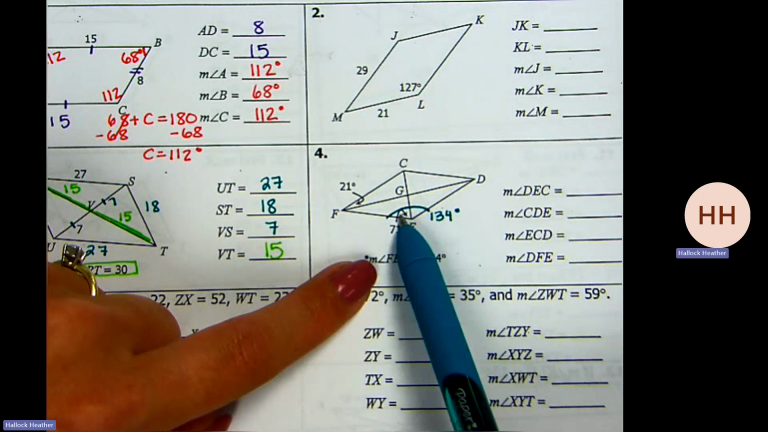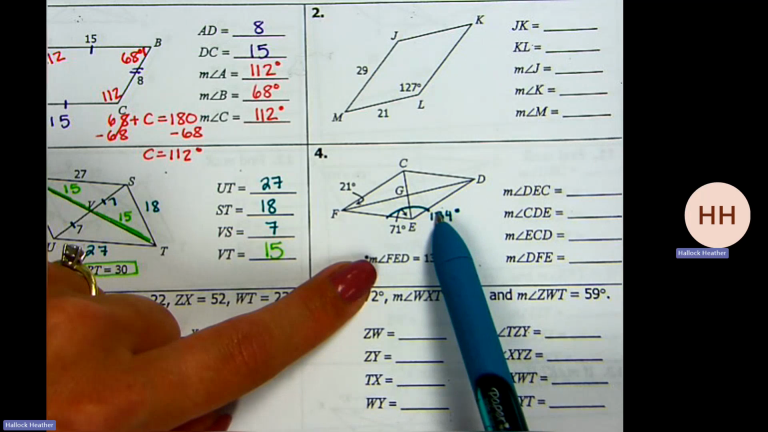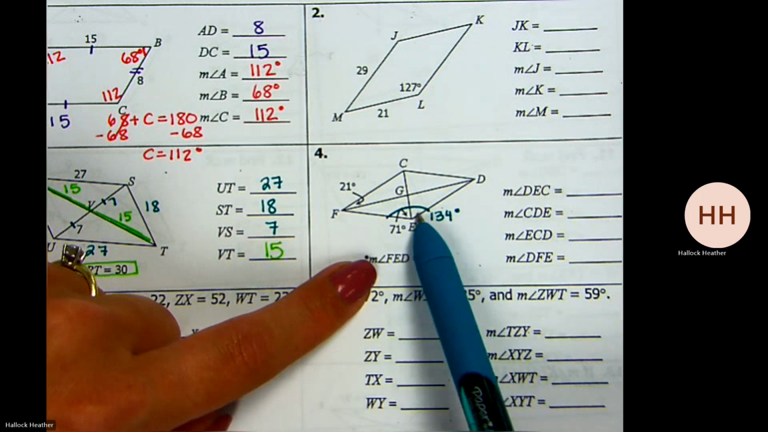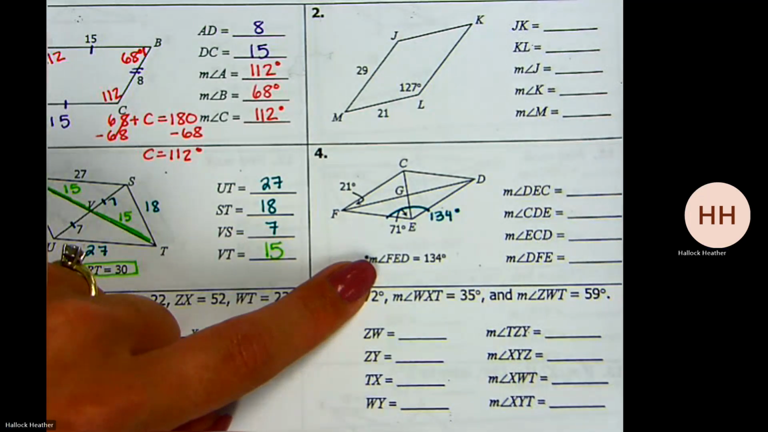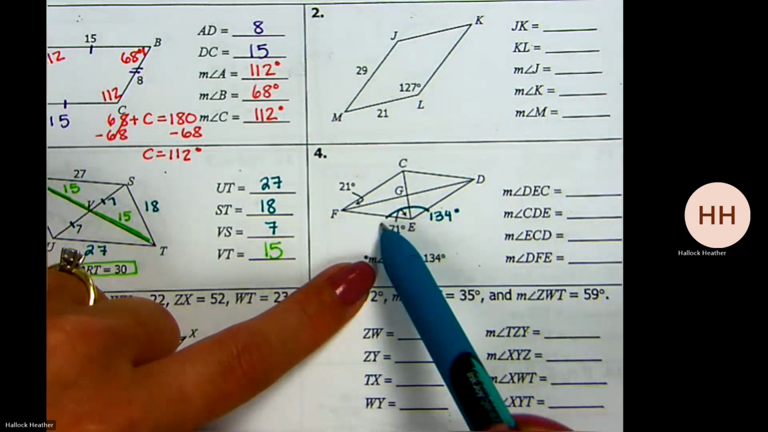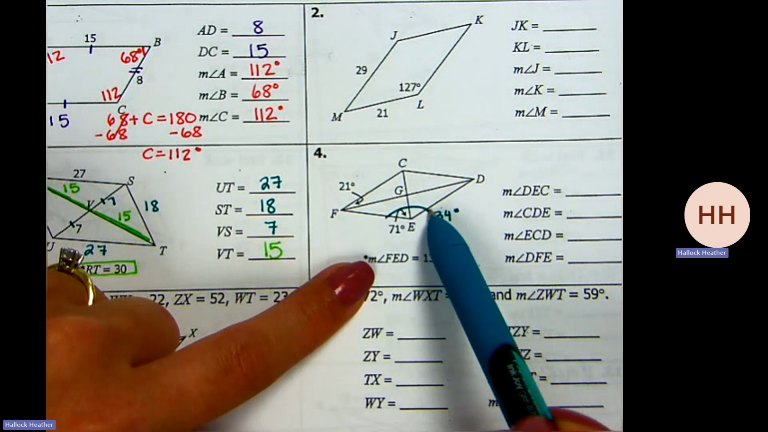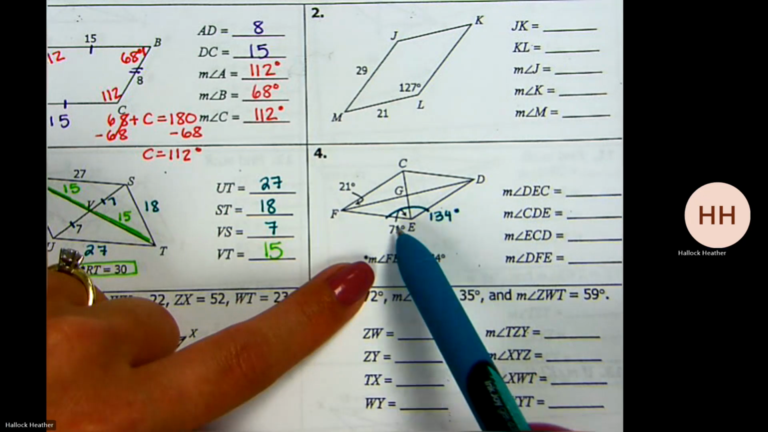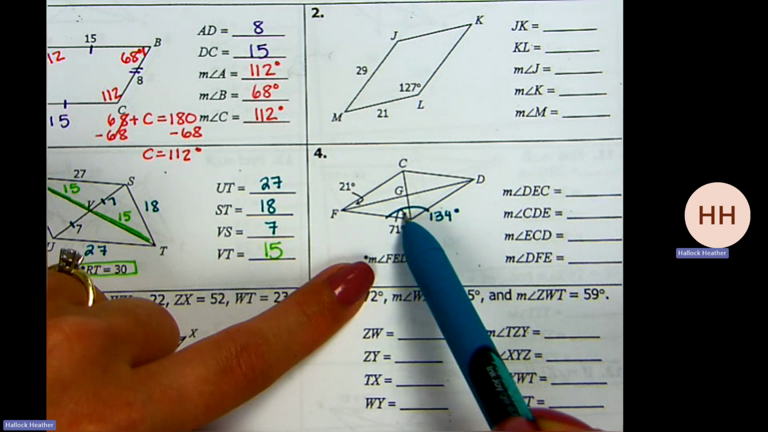I know this is 71. I know the whole thing is 134. What could I do to figure out that little angle? Not split it, not cut it in half, because it's not an angle bisector. The whole thing is 134. It's not an obtuse angle. This little tiny angle next to it is 71.